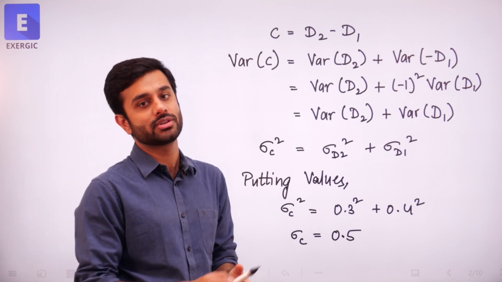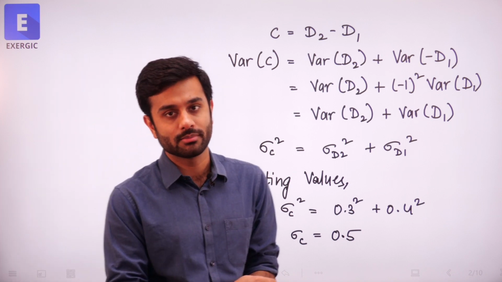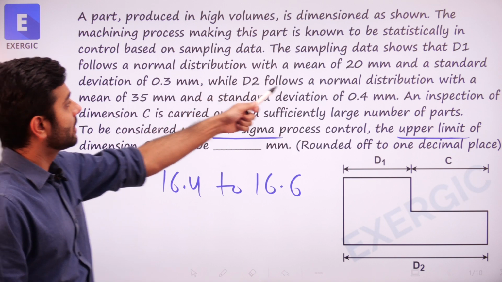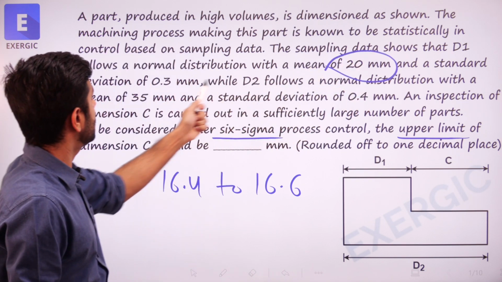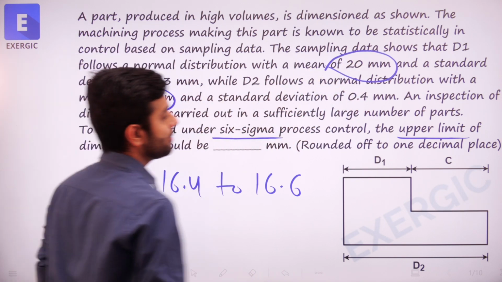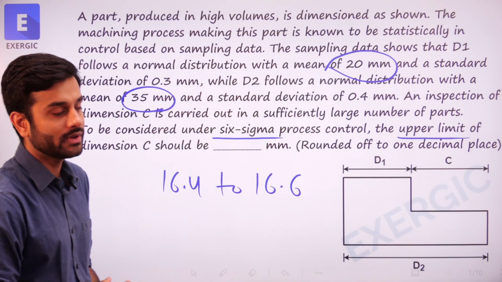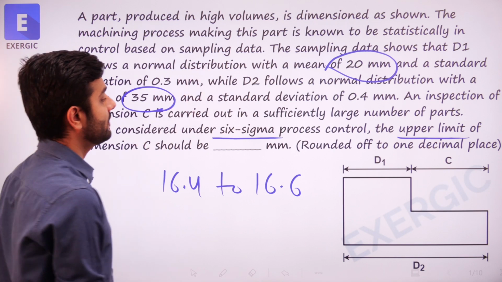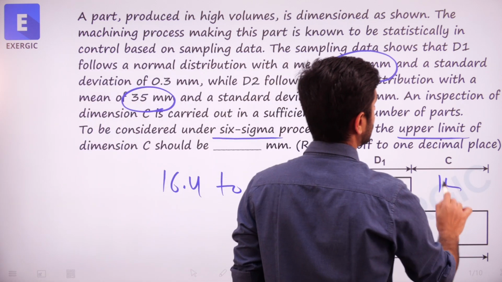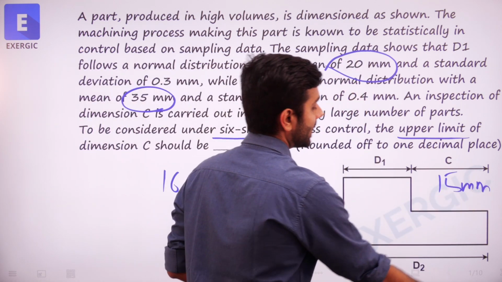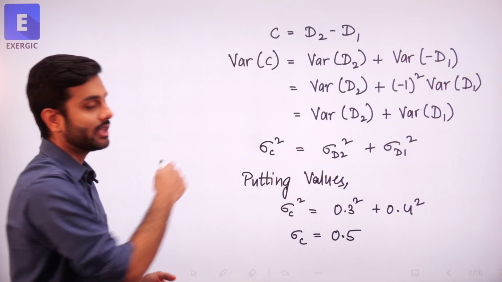You have got the value of sigma C. Now comes a very crucial part. The mean value for D1 is 20 and the mean value for D2 is 35. So mean value of C would be mean value of D2 minus mean value of D1. So 35 minus 20, which is 15 mm. So this is the mean value for C, 15 mm. And standard deviation is 0.5.